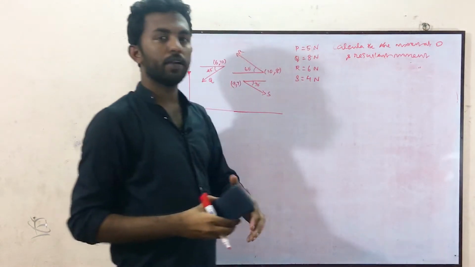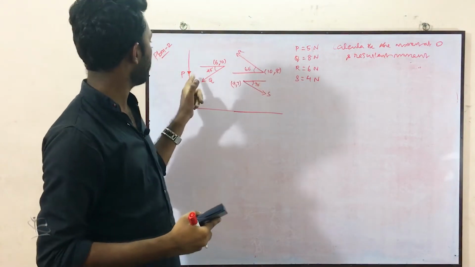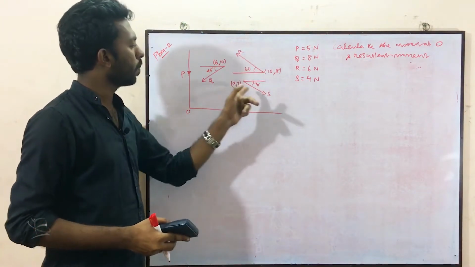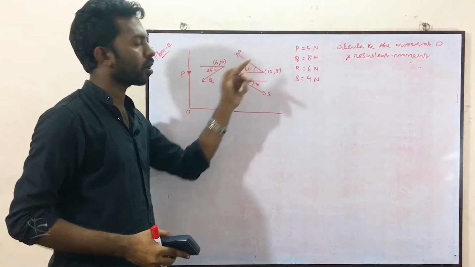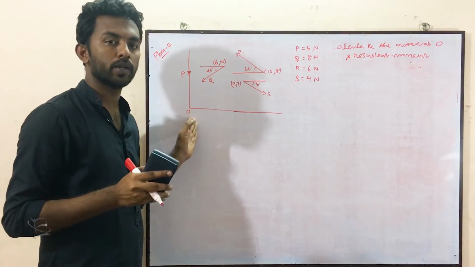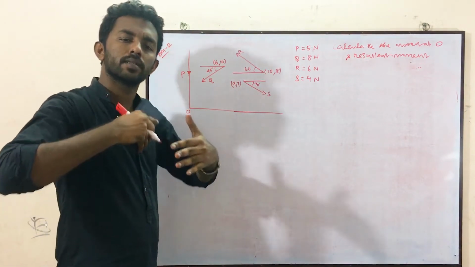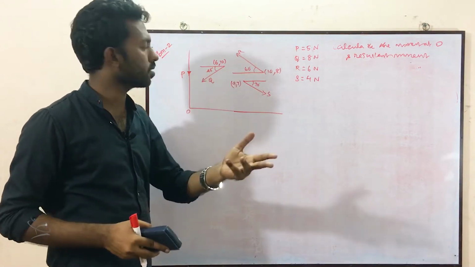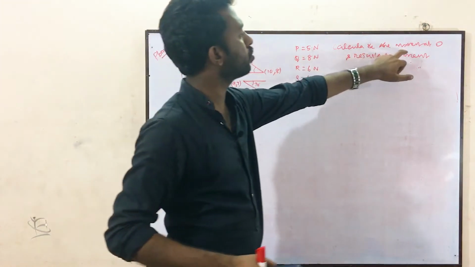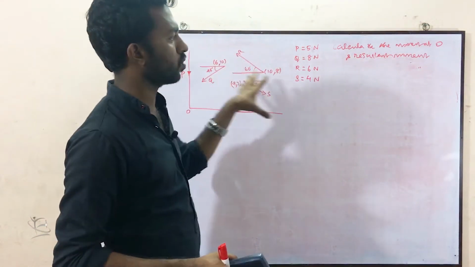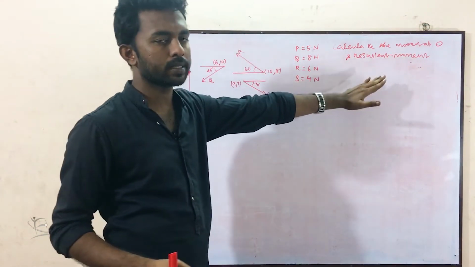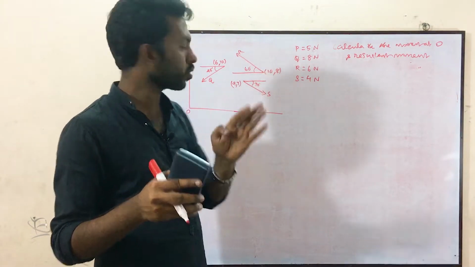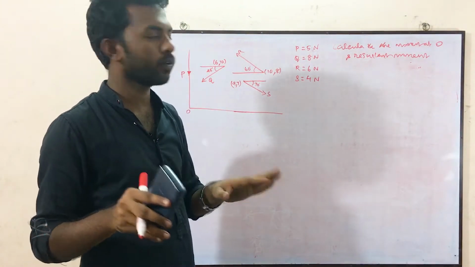So individually you have to calculate: because of P, what is the moment about O? Because of Q, what is the moment about O? Because of S, because of R, what is the moment created at the point O? In the problem we can do it as a single step, but in the question it is asked that we calculate the individual moment about the point O by all these forces and the resultant moment. For the resultant moment you have to add the moments created by P, Q, R, S about the point O. You add everything, you will get the answer.